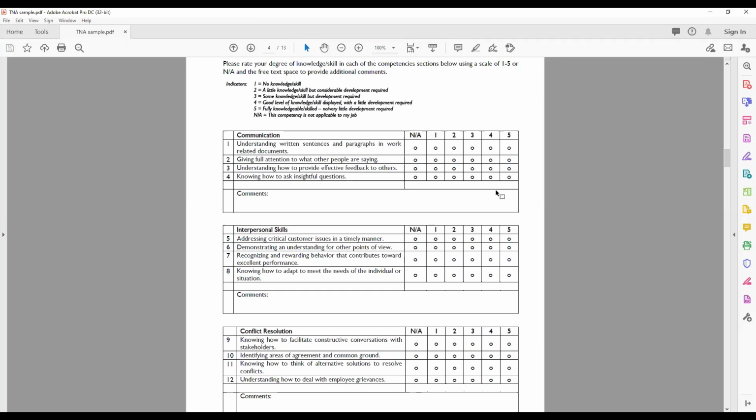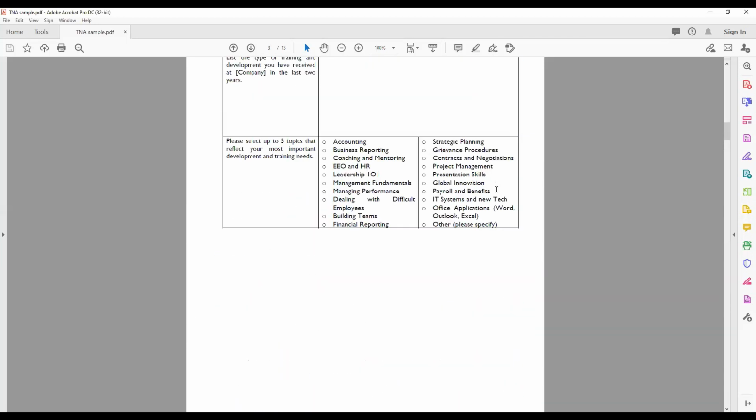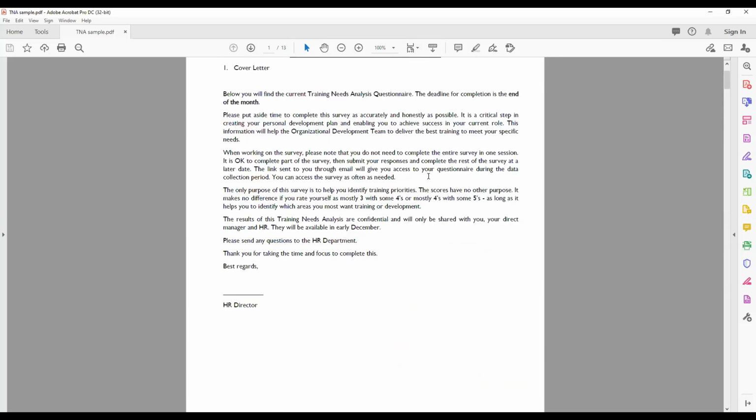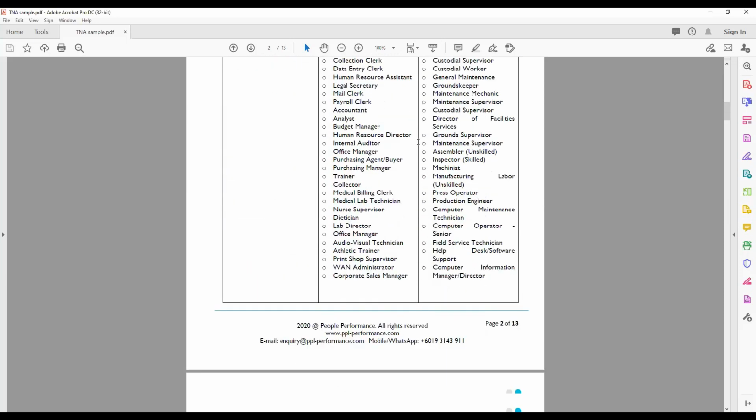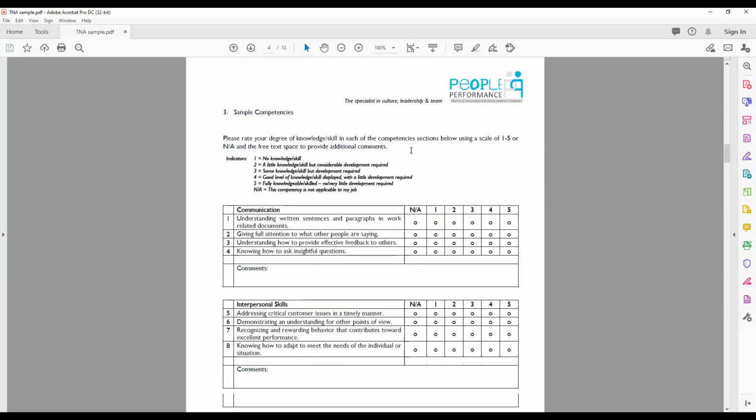And the key part that you want to share, let me go back to the cover letter, the key part you want to share is this, right? The scores have no other purpose. You also want to mention that this is confidential, because you want people to feel safe when they complete this. You do not want people to feel that, hey, if I put low, then it affects my bonus. You don't want people to feel that way. So you really need to be very clear, and doing a video introduction is very helpful in today's context, right?